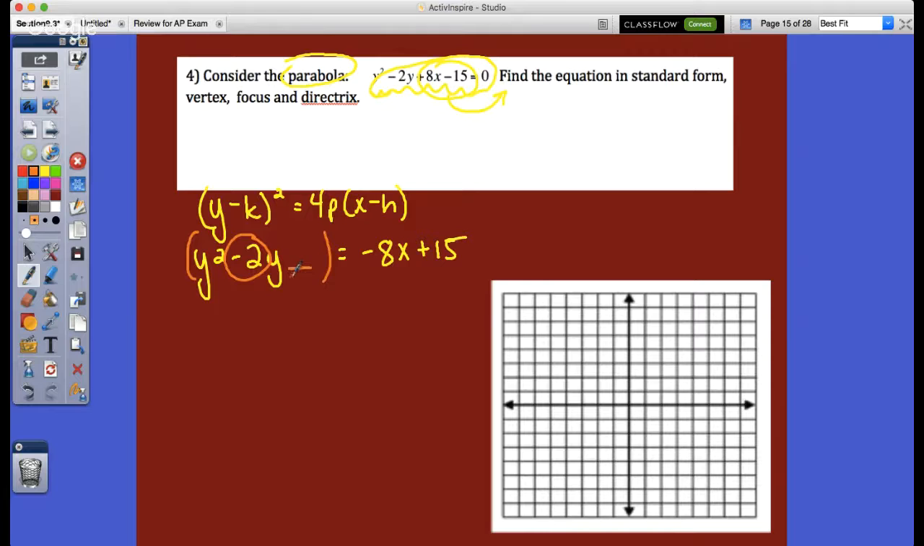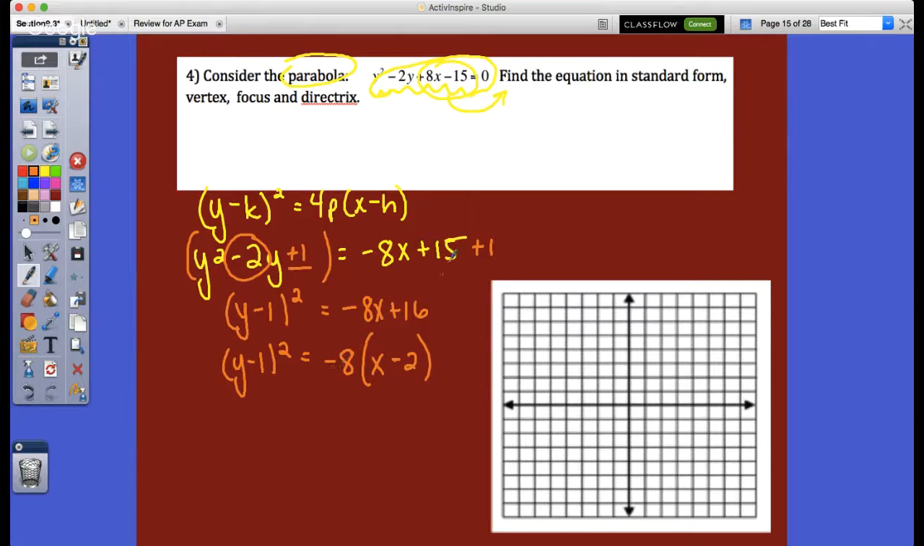So when I half it, I get -1. I square it and I get +1. Okay. What I add to one side, I also add to the other. So we're left with -8x plus 16, and that equals (y minus 1) squared. Okay. So there we're at. On the right side, what can we pull out? Well, we know the left side remains (y minus 1) squared, but on the right side, if I pull out a -8, I am left with an x, and then 16 divided by -8 would be -2.